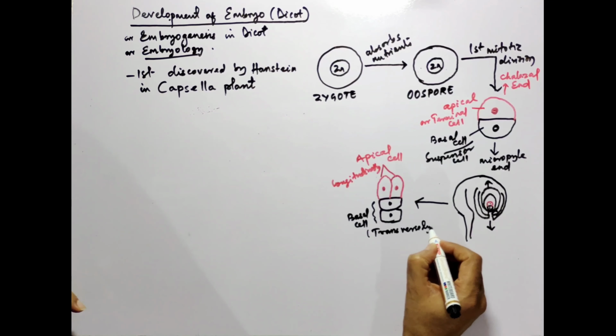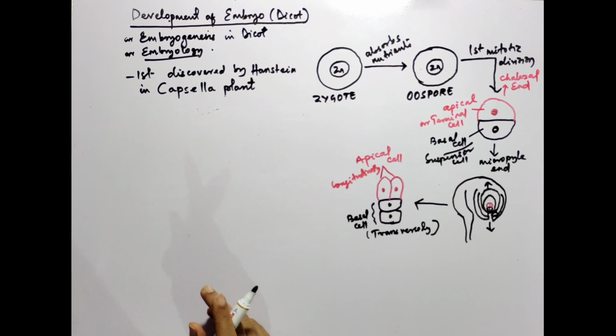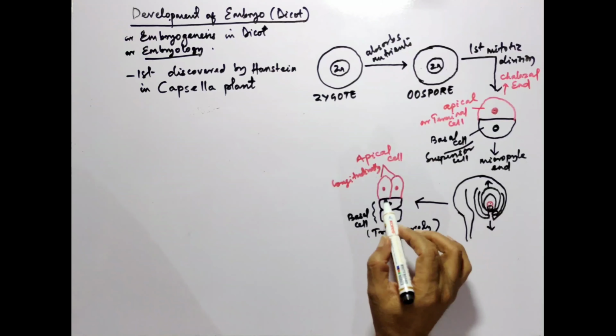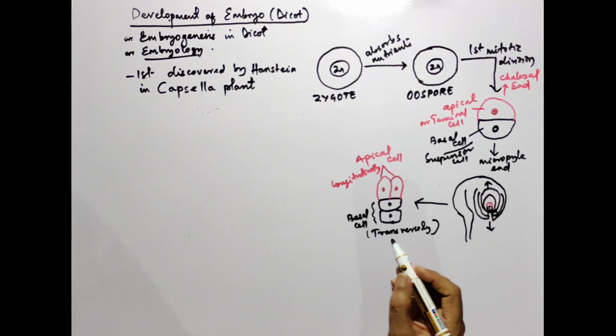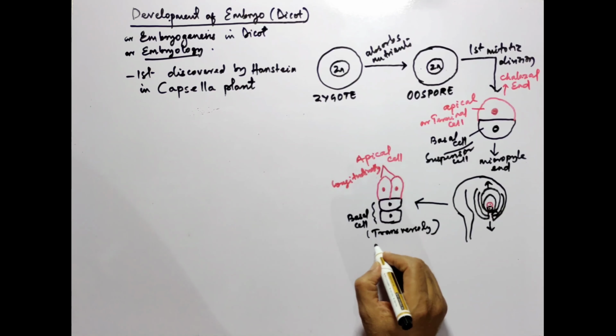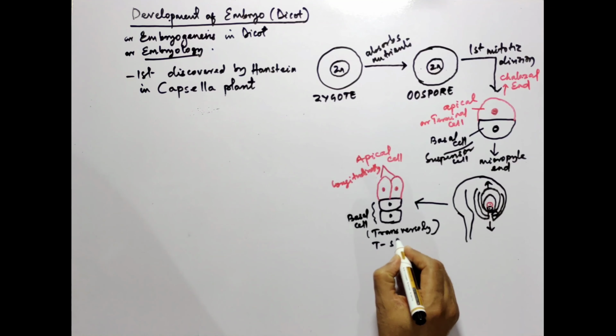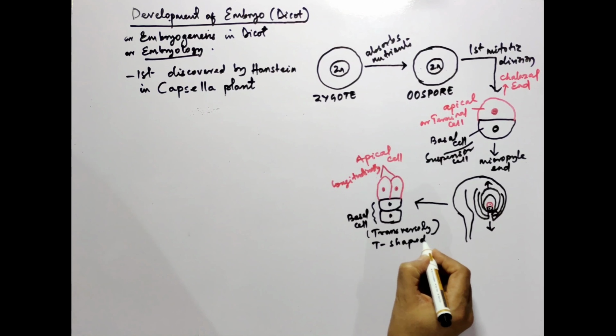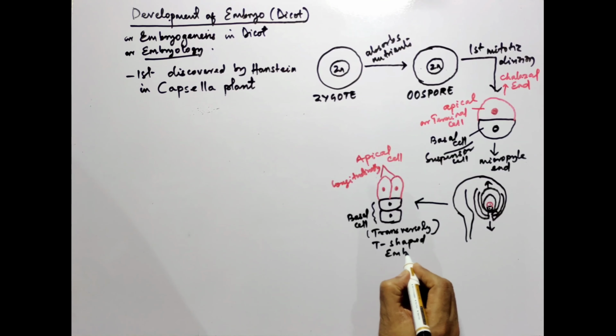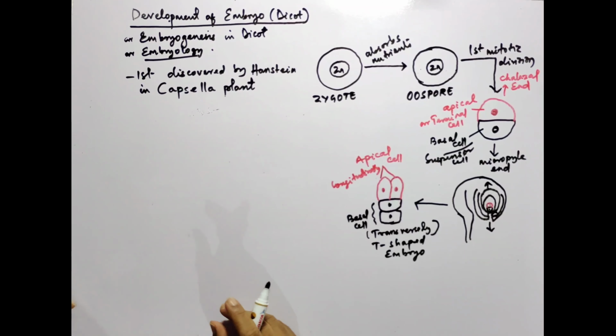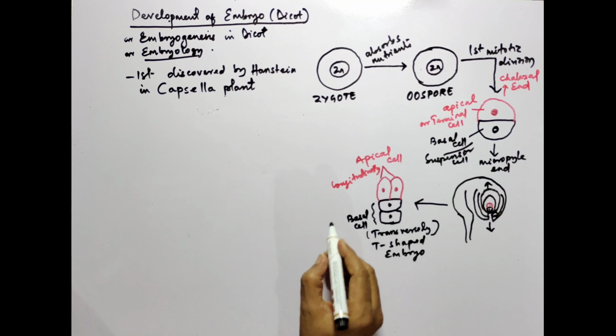Here it appears like a T shape, so we can write T-shaped embryo. This is the T-shaped embryo.